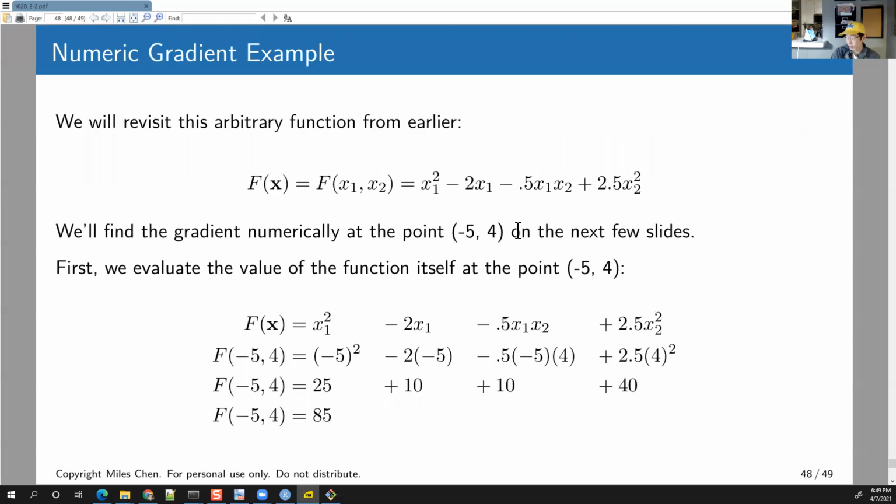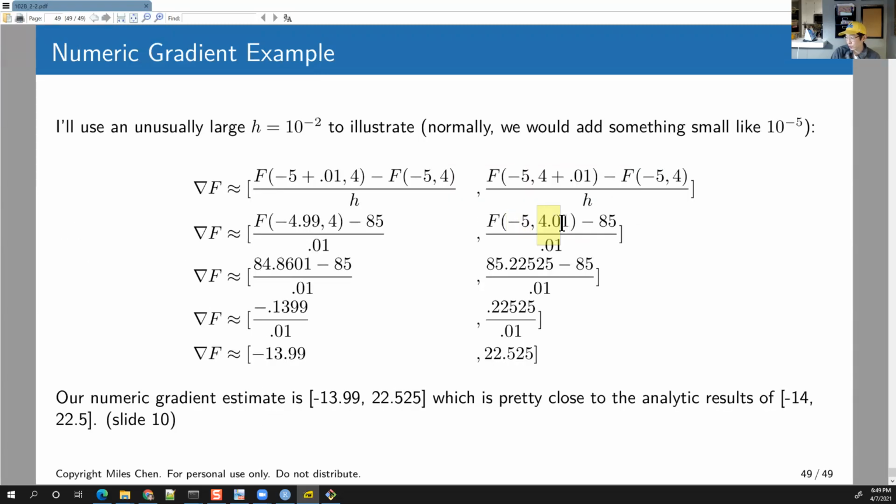When you go through the calculations, and this is just a function of f, if I plug in -5 and 4.01, the result is 85.225. So we go from 85 to 85.225. So that's a change of 0.225. I divide that by how much the small value h that I added. So that gives me basically a gradient of 22.5, okay? And so my estimate of the numeric gradient is -13.99 and 22.5, okay?